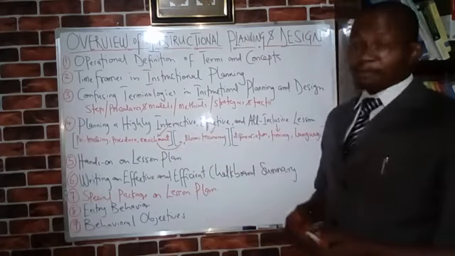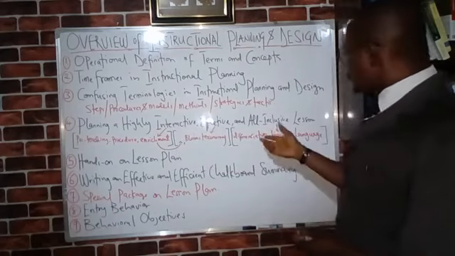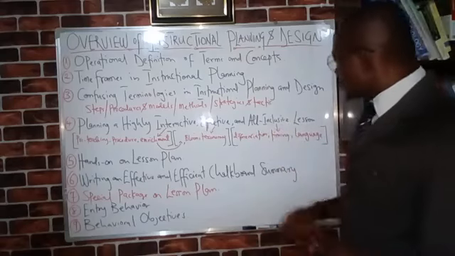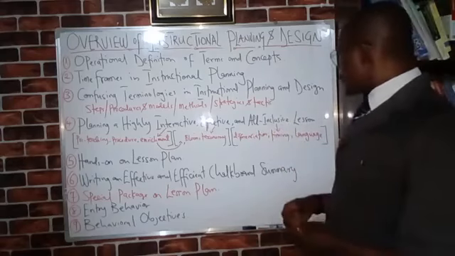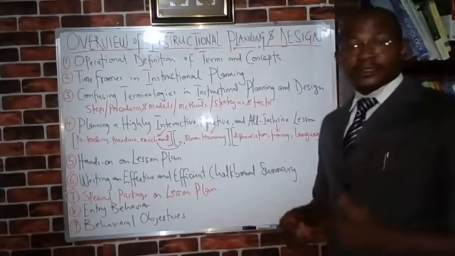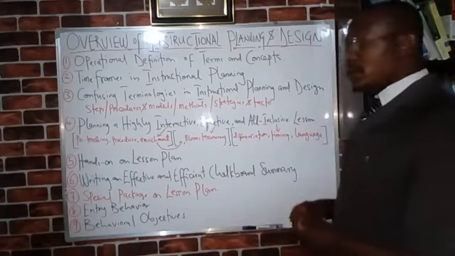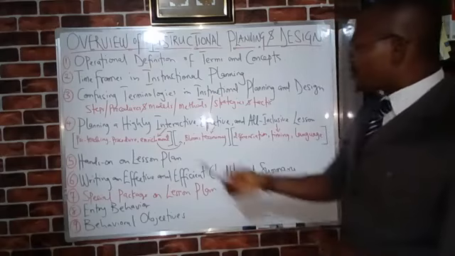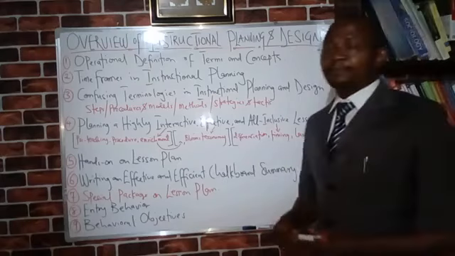and Bloom's taxonomy. And then under all inclusiveness, that is the aspect of all inclusive, we're looking at differentiation, timing, which is extended timing, and language or alternate means of communication. And after that, number 5 will be hands-on on lesson plan.